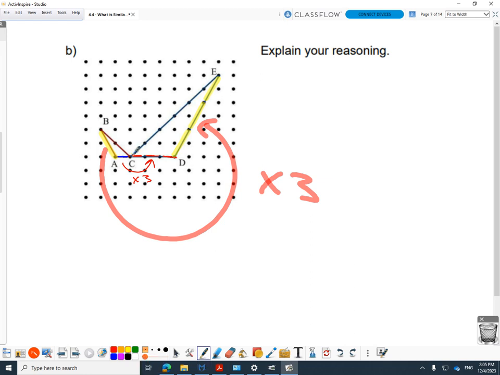Diagonally 2 squares? Yes. Then it goes diagonally 2 squares a second time? Yes. Diagonally 2 squares a third time? Yes, it is triple. What's my word then? They were all multiplied by 3? Is it similar? Yes? And what's our reasoning? Right, sides are proportional. So if it's similar, the sides would be proportional.